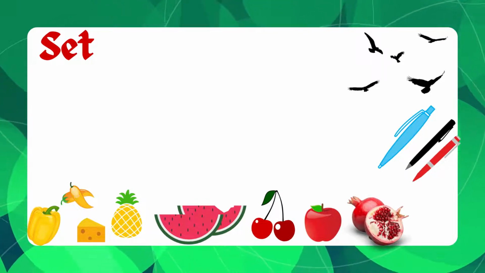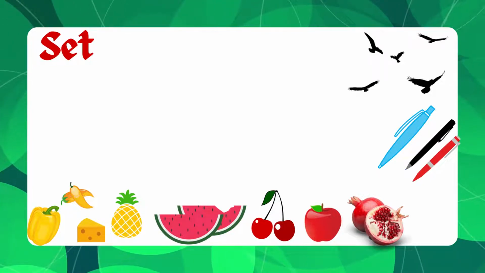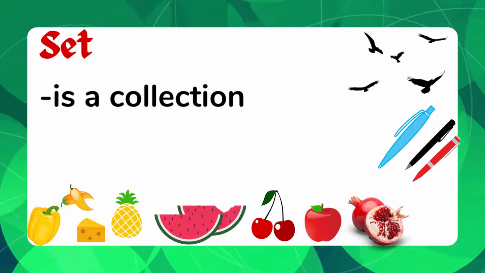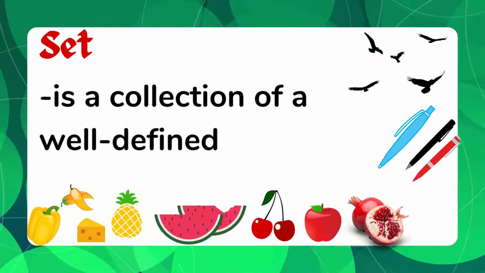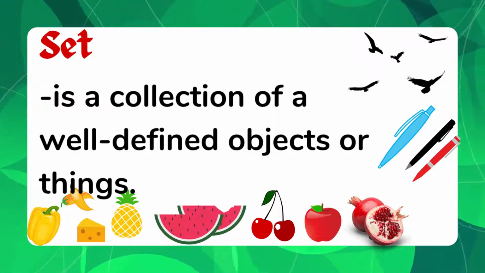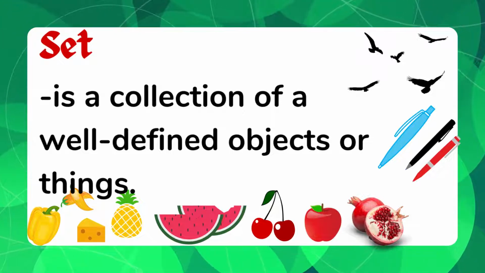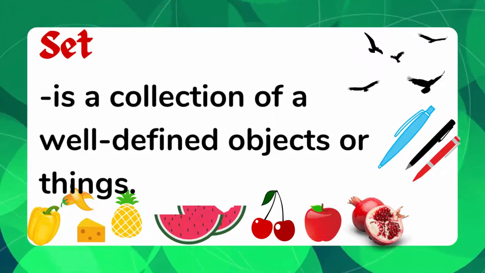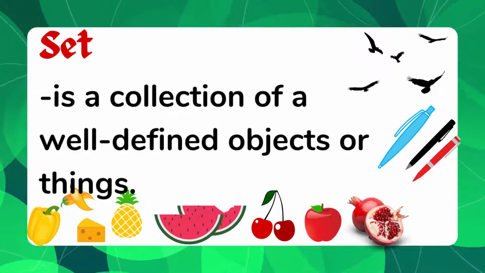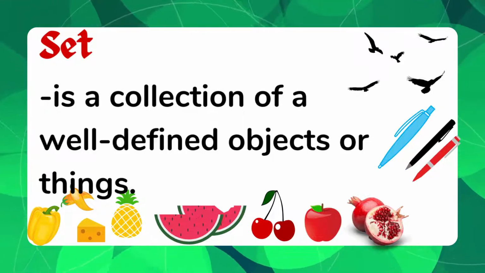What is a set? What comes to your mind when you hear the word set? A set is defined as a collection of well-defined objects or things. Examples are a set of yellow foods, a set of fruits that are red in color, a set of pens, or a flock of birds. Can you cite other examples of sets?